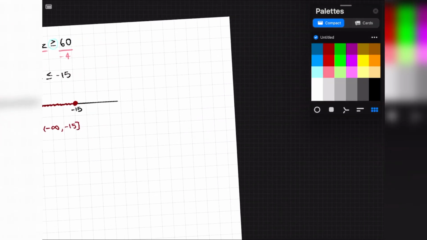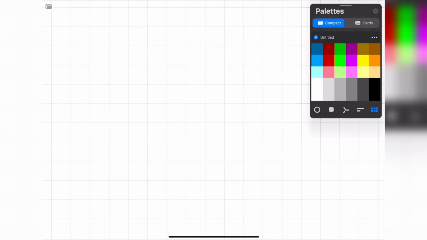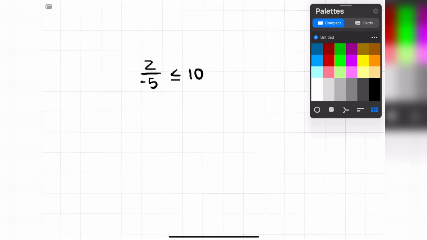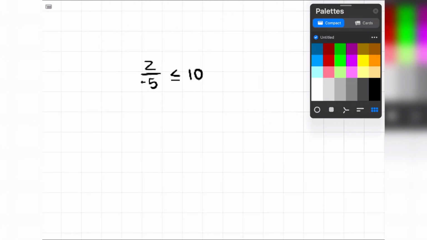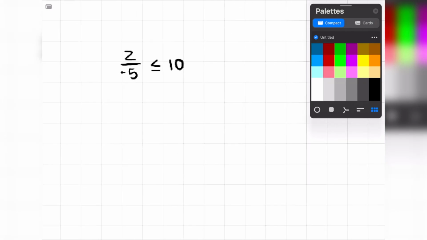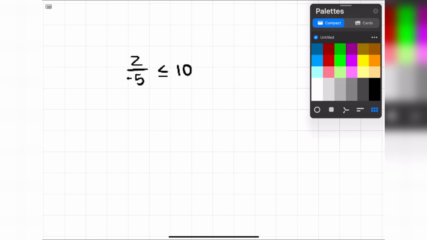Next question, we'll move down here. The next question is z over -5 is less than or equal to 10. Same thing as the other one, we want to get the z by itself, but this time we have a fraction to deal with. So the first step is you want to get the denominator out of there so that it's not a fraction anymore. The simple thing to do here is to multiply by -5 on both sides. That cancels out these right here, leaving you with z is less than or equal to -50.